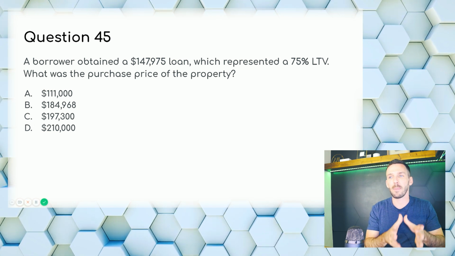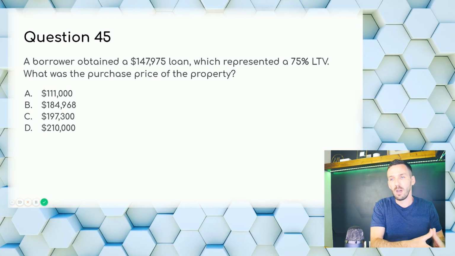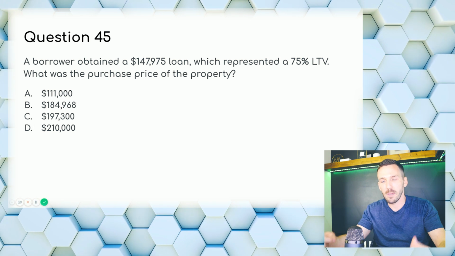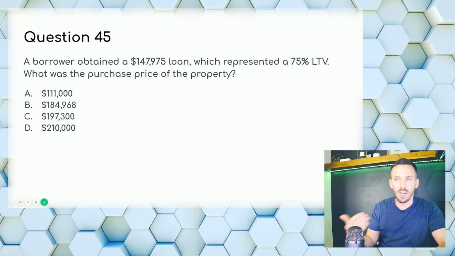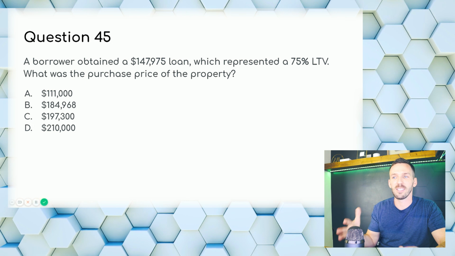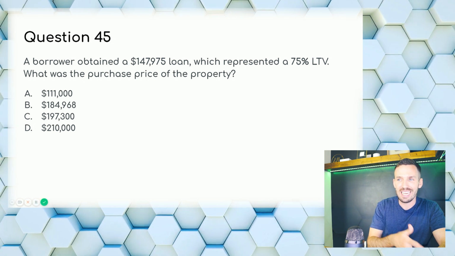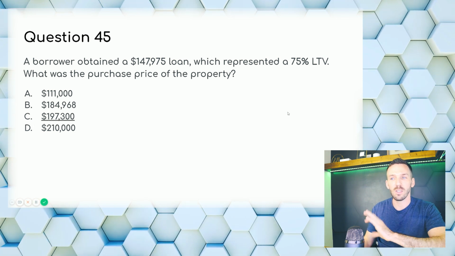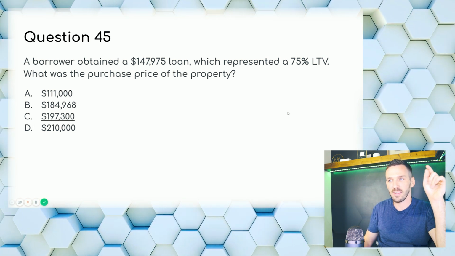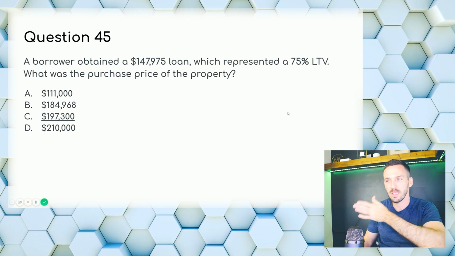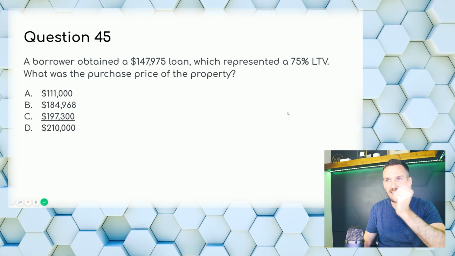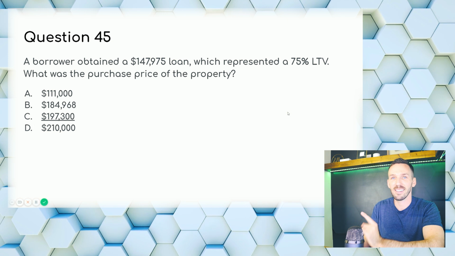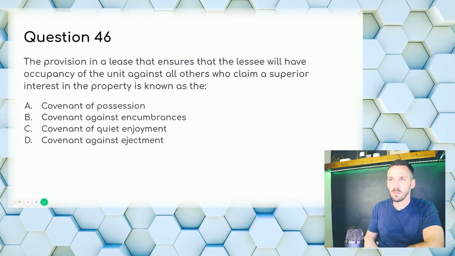So this is saying that $147,975 is 75% of the total purchase price. What is the additional 25% that is missing here? So take the $147,975 and divide it by 75% to get $197,300. You can double check by doing $197,300 times 75%, which will give you the $147,975. Answer here is C.